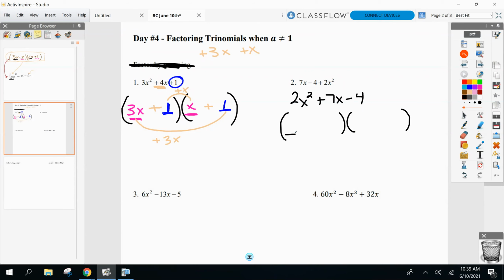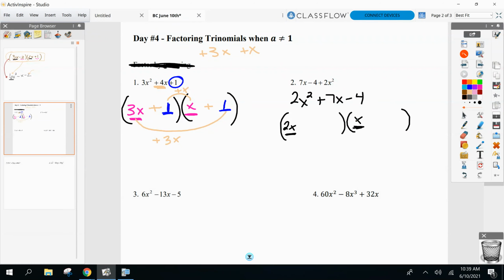What you put out in front here, the first two spots, has to multiply to what? 2x squared. No guessing game there, right? I hope. What's got to be those two there? 2x and 1x. No guessing game. You guys at home okay there?